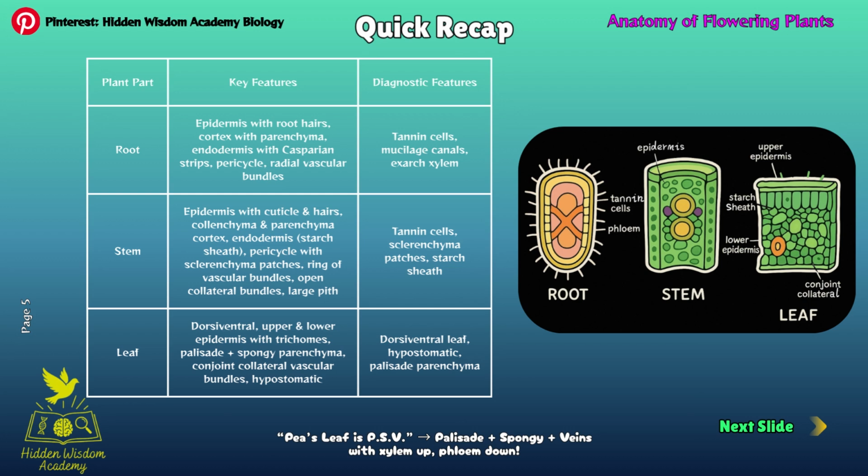Stem: epidermis with cuticle and hairs, cortex with parenchyma, starch-rich endodermis, and pericycle with sclerenchyma patches. Vascular bundles are in a ring, open collateral, with a large pith. Key markers: tannin cells, sclerenchyma patches, starch sheath. Leaf is dorsiventral and hypostomatic, with palisade and spongy parenchyma. Vascular bundles are conjoint and collateral. This simple overview helps you connect structure with function, essential for theory and practicals.